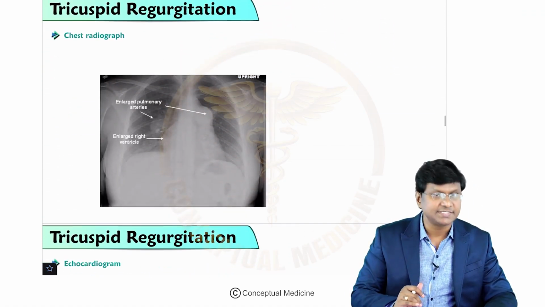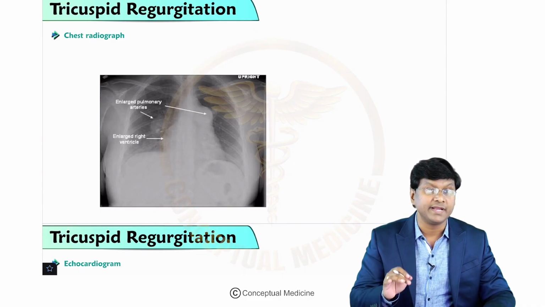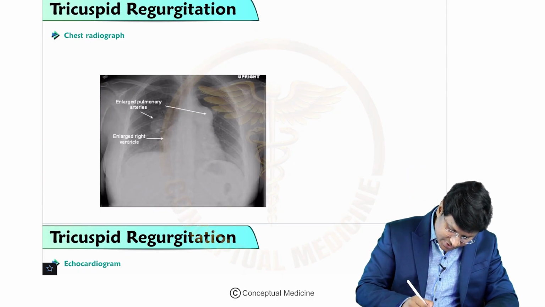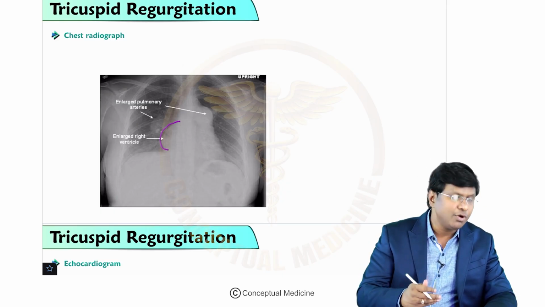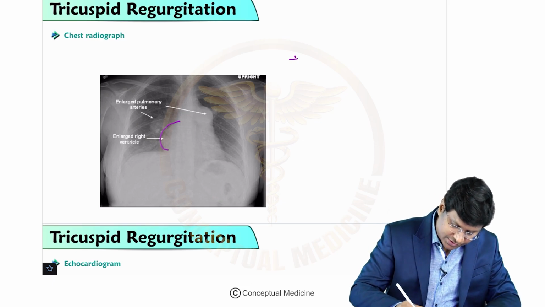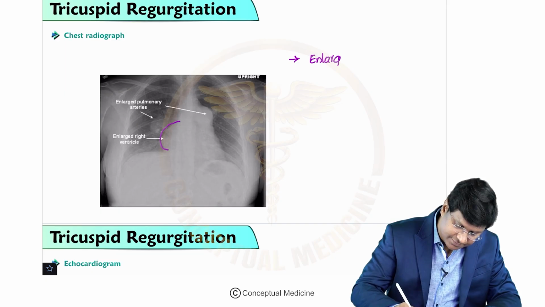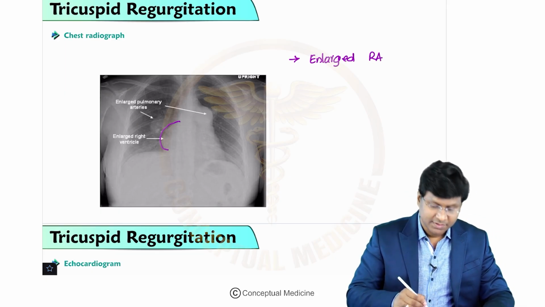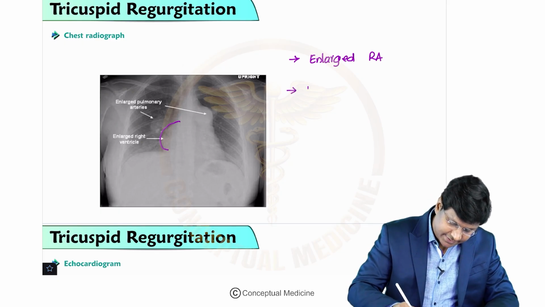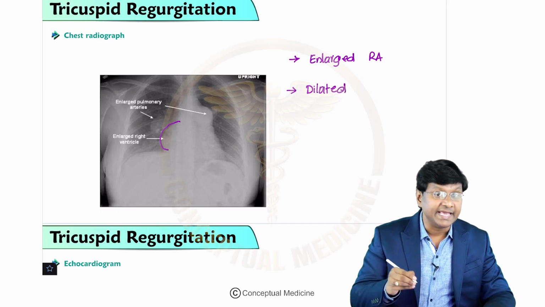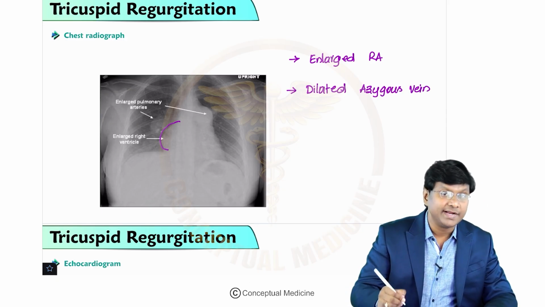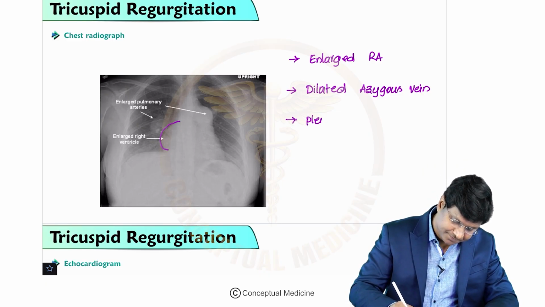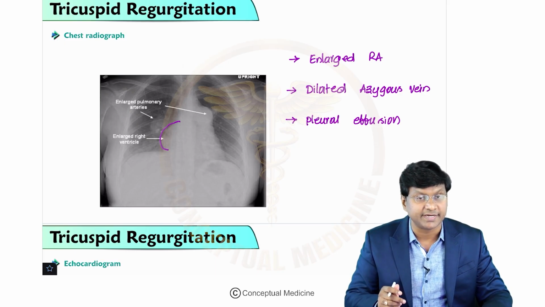If you take the chest X-ray, the chest radiograph may reveal evidence of an enlarged right atrium. This structure, which is dilated, is the enlarged right ventricle, above which you have the right atrium. The individual will have an enlarged right atrium, a dilated azygos vein, and there can also be development of pleural effusion. This will be the chest X-ray picture in patients with tricuspid regurgitation.